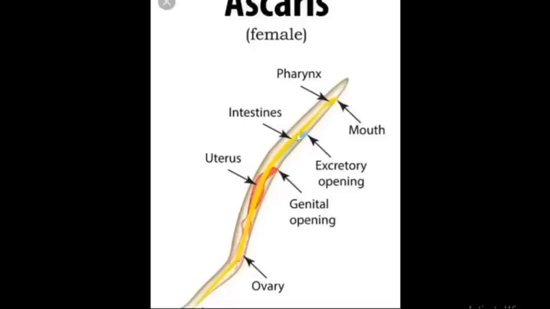Here is where we have the intestine, as well as the excretory opening, then the mouth and the pharynx. All of these are the parts of the Ascaris lumbricoides. So that is basically what we have to say for this particular specimen.